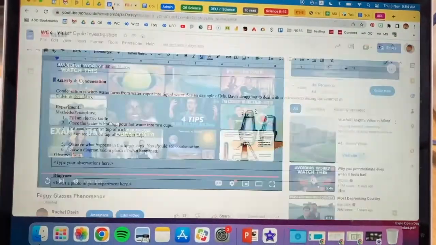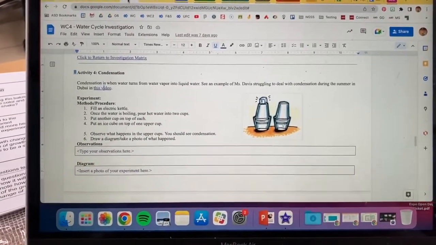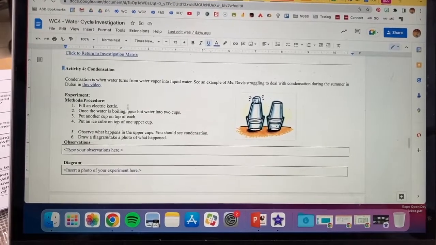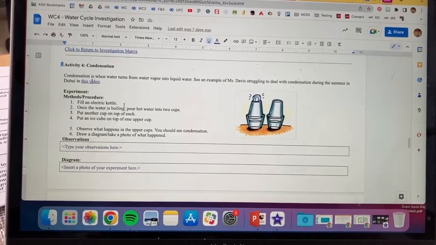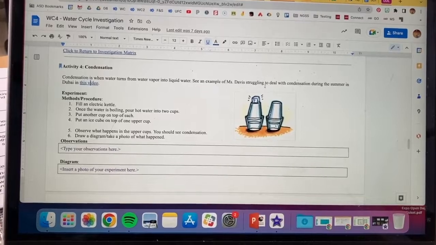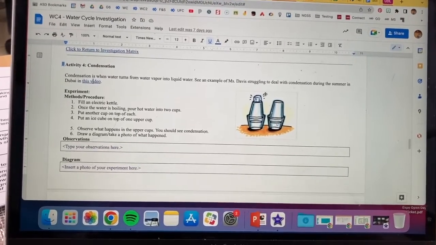Okay, so you could see that that was condensation, and some of you may have had that experience before here in Dubai when it's very humid. And so in the experiment, we filled an electric kettle, and when the water is boiling, you're gonna pour the hot water into 2 cups, into 2 beakers. And then you'll put, as you can see in the picture, another cup on top of each, including an ice cube on top of one, and we're gonna observe what happens in the upper cups, okay?